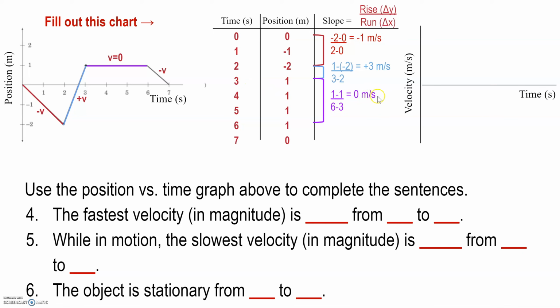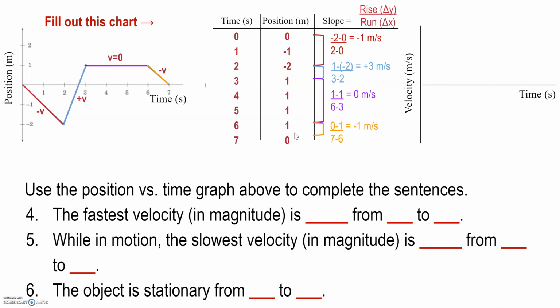So that's 0 meters per second. And then finally, my last segment is this orange segment, which is between 6 and 7 seconds. My final position is 0. My initial position is 1. And I'm dividing that by my change in time, 7 minus 6 seconds. So that's going to give me a slope or a velocity of -1 meters per second.